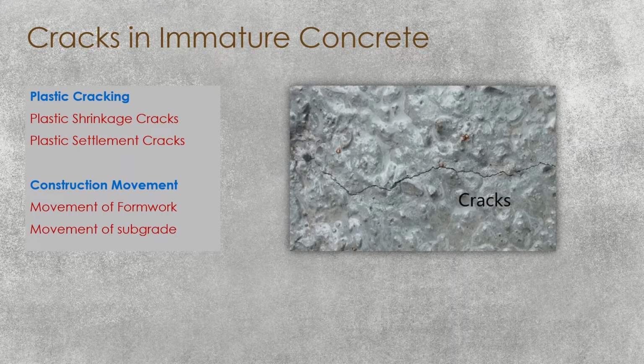Cracks in immature concrete. Why does immature concrete get cracks? This can be discussed under two main categories. Plastic cracking: when the concrete is getting hardened, it is at the plastic stage, therefore we call these types of cracks plastic stage cracking. Plastic shrinkage cracks: shrinkage movement of the concrete causes the cracks. Shrinkage is caused in the concrete by moisture movements. So, moisture movement affects plastic shrinkage cracks.